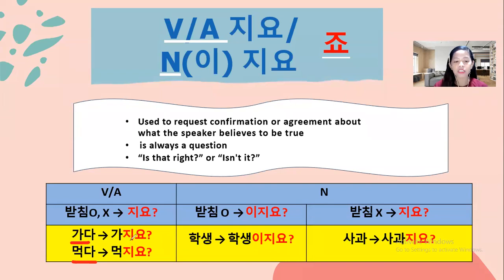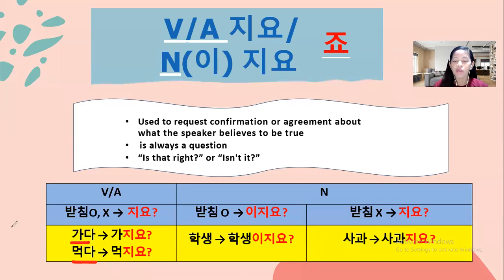So after you identify the verb stem, for example, in gada, ga, then you attach jiyo, right? So it becomes gajiyo. Or in meokda, here 받침이 있어요. So that is why you still attach, 먹지요, or you still attach 지요. So here the example, 가지요, so that means, are you going, right? Or 먹지요, that means, are you eating, right?